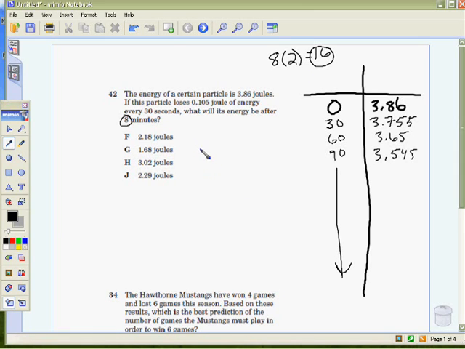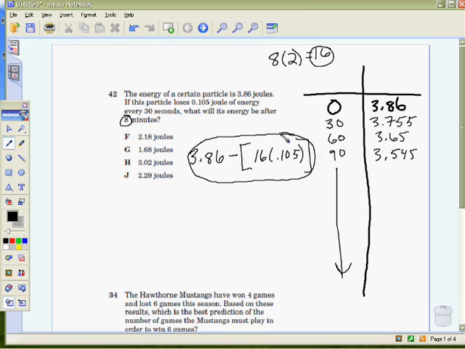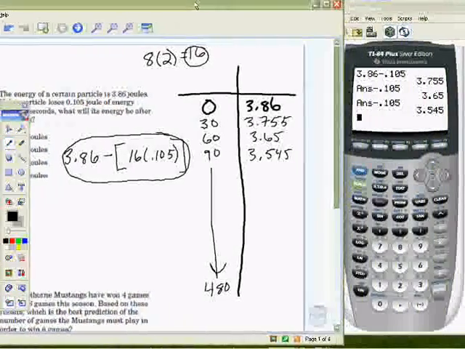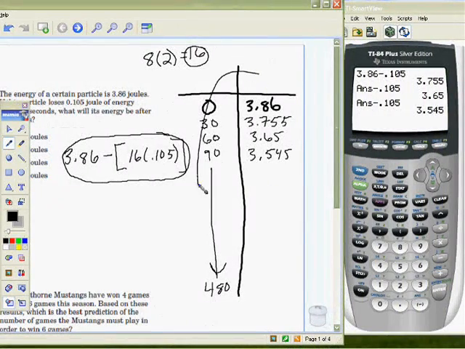So I could write an expression or a number sentence like this: 3.86 minus 16 times 0.105. And this would be the shortcut, so that I don't have to go through this entire process and get all the way down to 480 seconds, I believe. So I'm going to go the shortcut. If you feel better with the t-chart and would like to do this process right here, then do so.